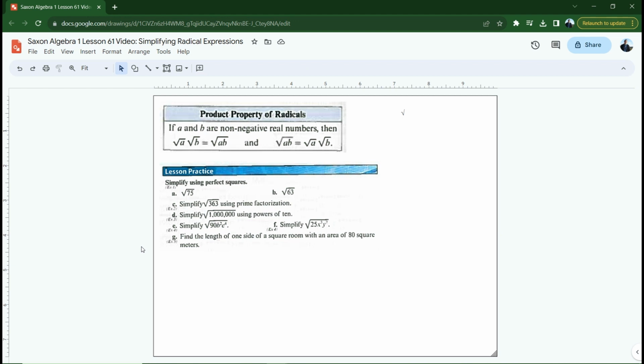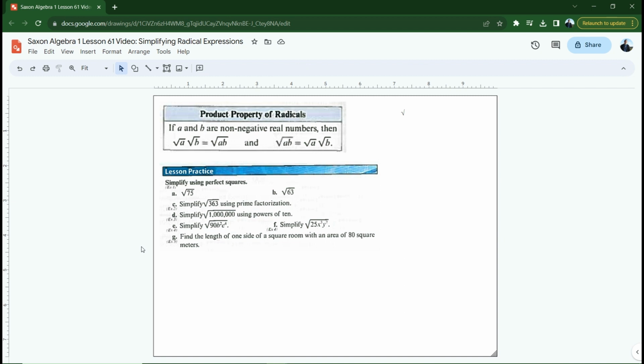Hey, algebra students, in this lesson, we are going to be using the product property of radicals to simplify radical expressions. Now, what is a radical expression? Well, it's an expression that has a square root symbol in it. At least that's the simplified version we're going with for right now. So what we're going to be doing is taking the square roots of numbers that we can, and we'll be leaving alone numbers that we can't.